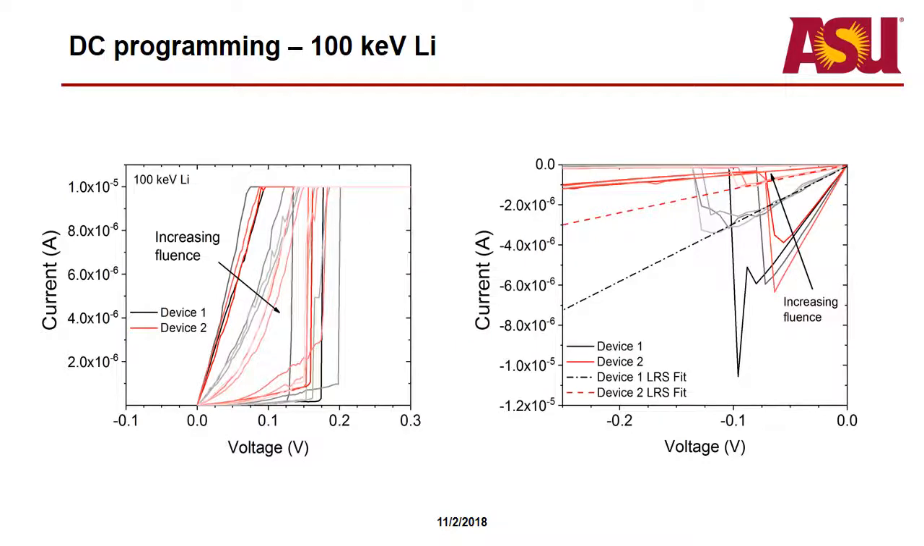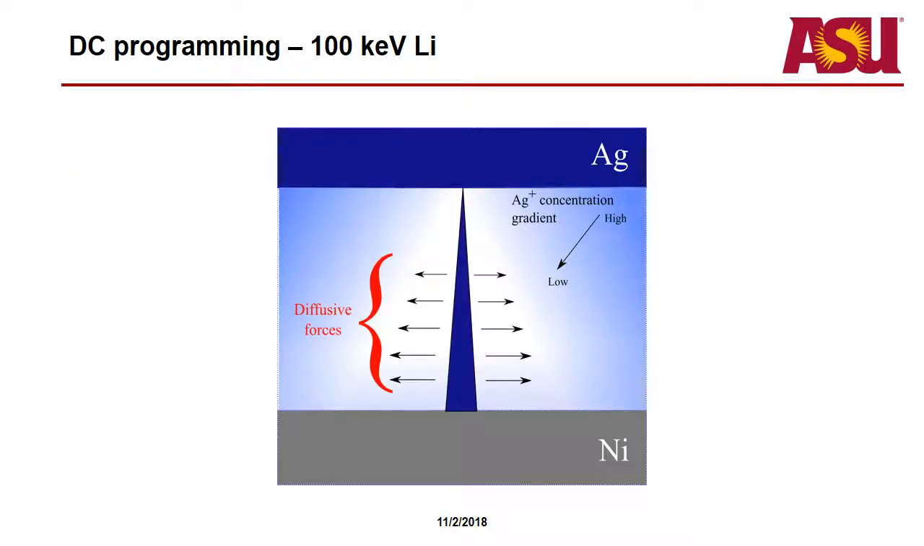What we believe is happening is that you have this filament that's formed by limiting the compliance current, but the radiation has caused damage to the electrolyte layer in such a way that silver migration is greatly limited. And so essentially the silver that's around the filament will reduce onto the filament, but then you leave this lag in supply here.